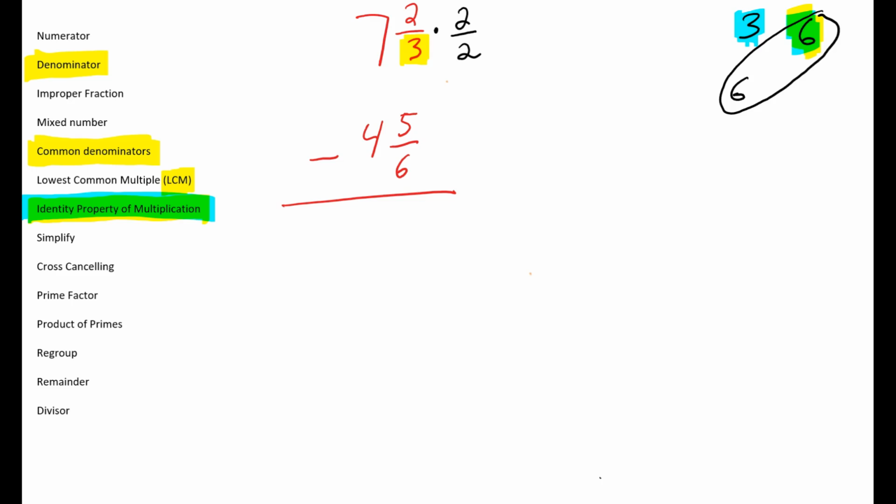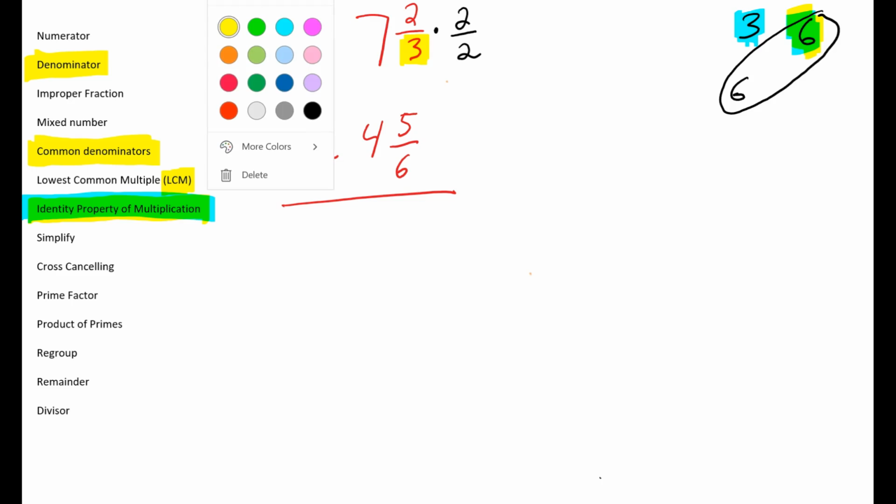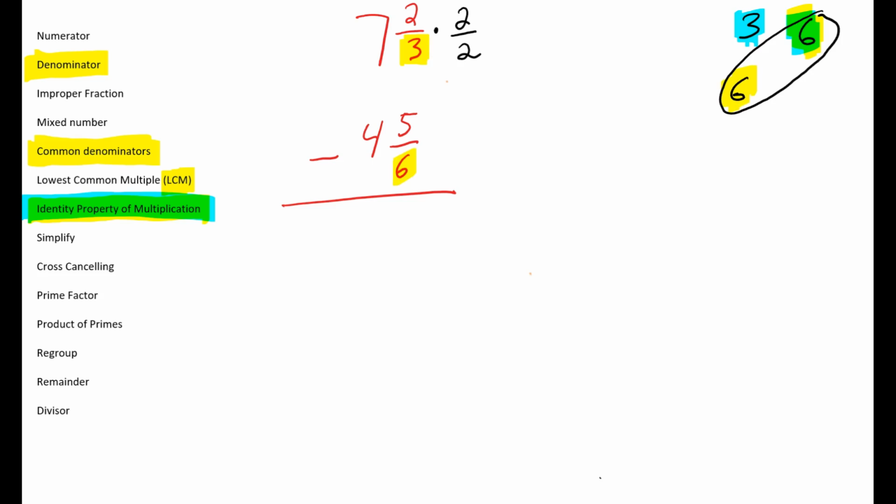And then I can see that I used my 6 only 1 time. I don't need to do anything with it. If you want to, you can say it's 1 over 1, but you're going to end up with the same answer. Then I'm going to multiply straight across. I have my whole number, which is 7, and 2 times 2. I multiply my numerators, the top numbers, and that's 4. Then I multiply my denominators, the bottom numbers, so 3 times 2 is 6. And then I'm going to have minus 4 and 5/6.